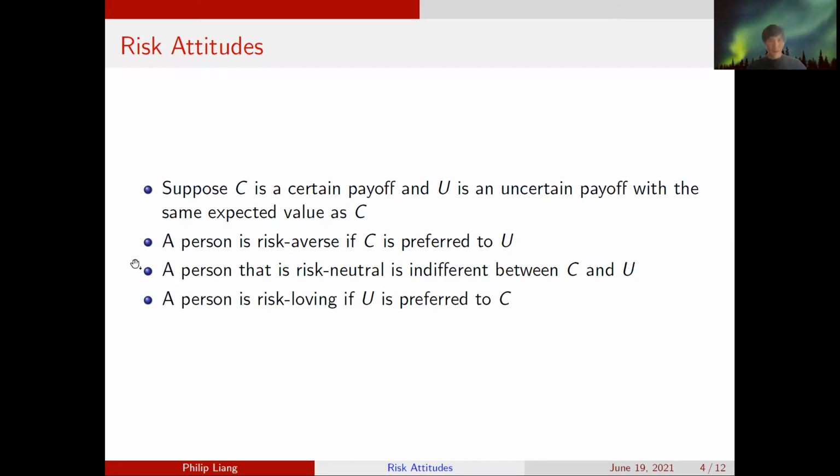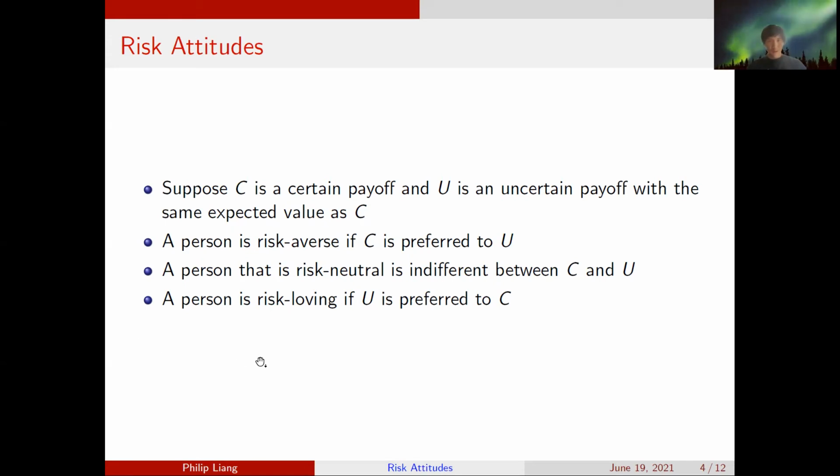A person is risk neutral if that person is indifferent between C and U. So a risk neutral person does not care whether a bundle has risk or no risk. And a person is risk loving if U is preferred to C.